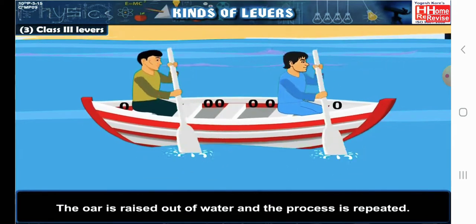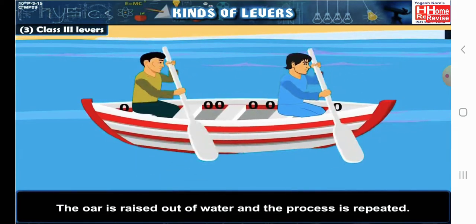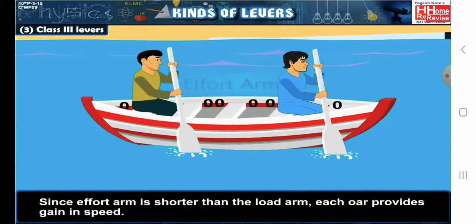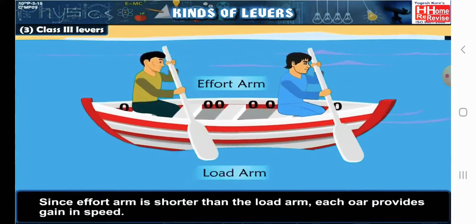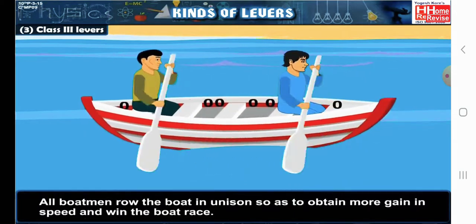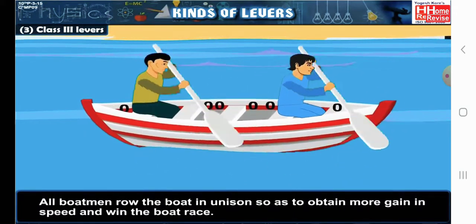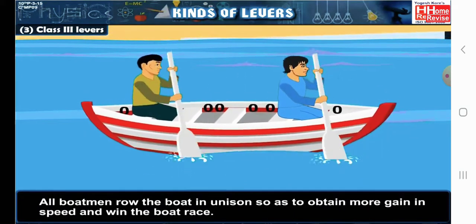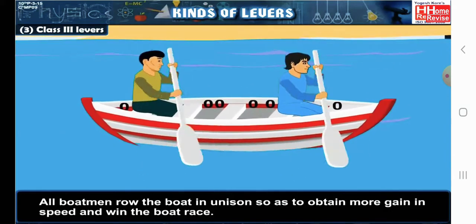The oar is raised out of water and the process is repeated. Since effort arm is shorter than the load arm, each oar provides gain in speed. All boatmen row the boat in unison so as to obtain more gain in speed and win the boat race.